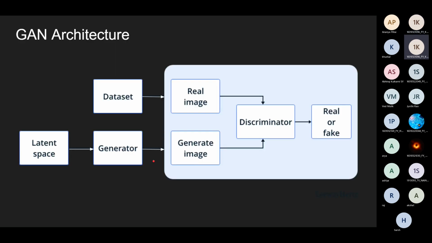There are two components to their architecture. First is the generator itself, and there's a discriminator. You can think of them like a thief and police.